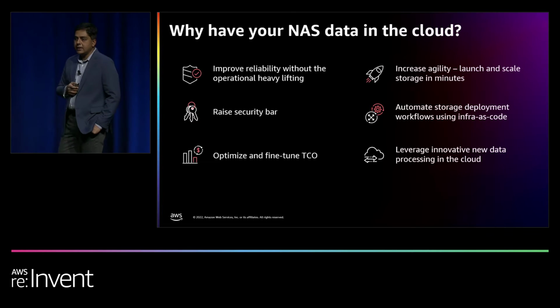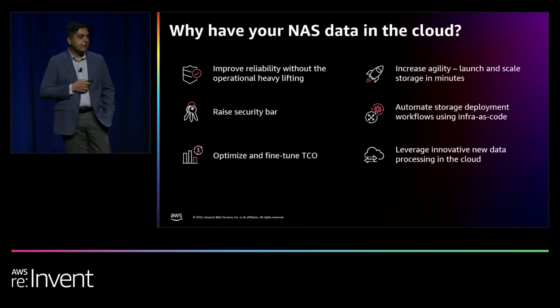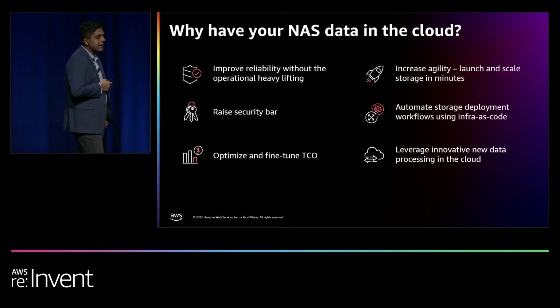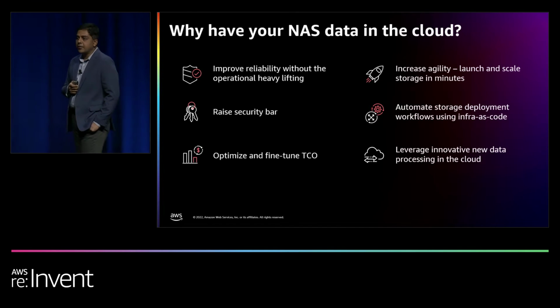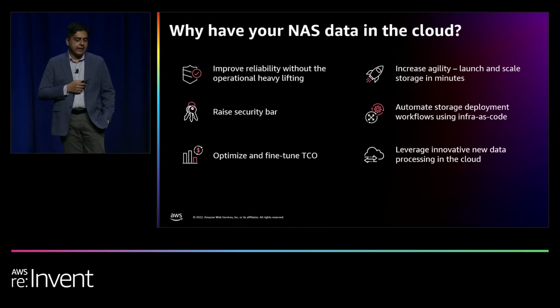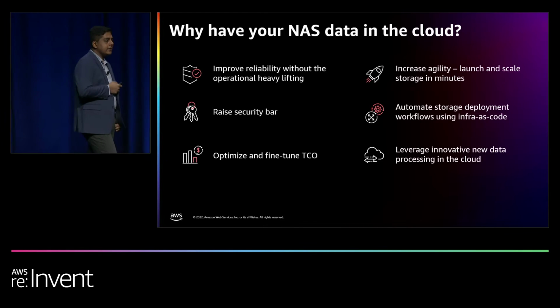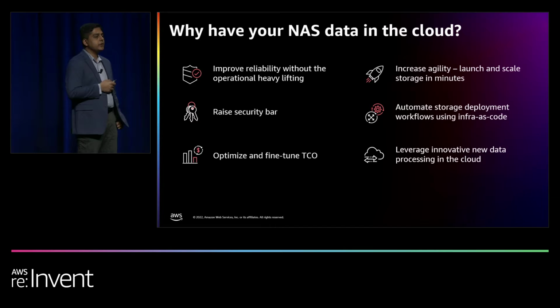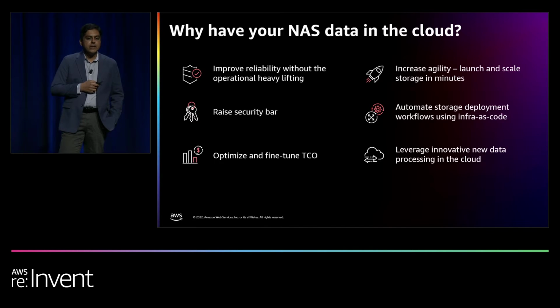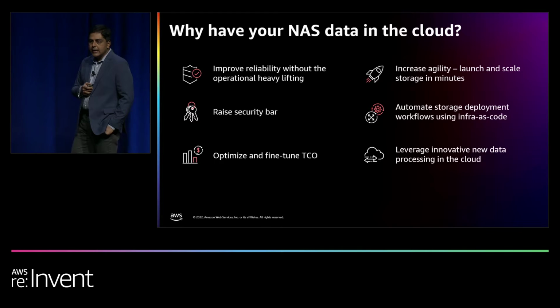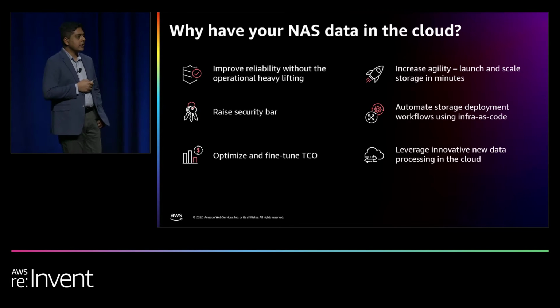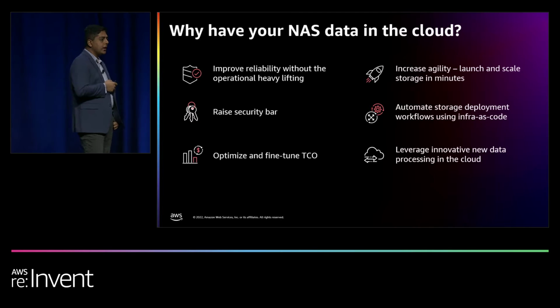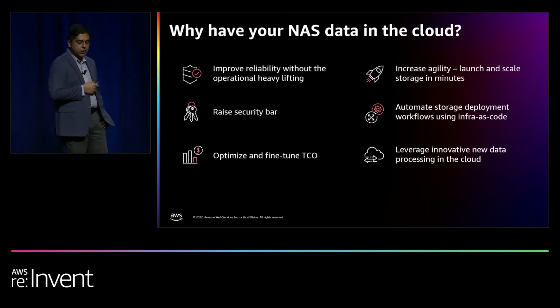They want to increase agility. They want to enable their teams to move fast by being able to do things like launch and scale storage in minutes, spin up and spin down file systems as needed without having to worry about provisioning delays or anything like that. And then they also want to automate their storage deployment workflows using infrastructure as code. So by cloudifying these network-attached storage systems, they are now able to just issue API calls and CLI calls and have infrastructure as code so that they can automate their deployment workflows and their test workflows and so on.